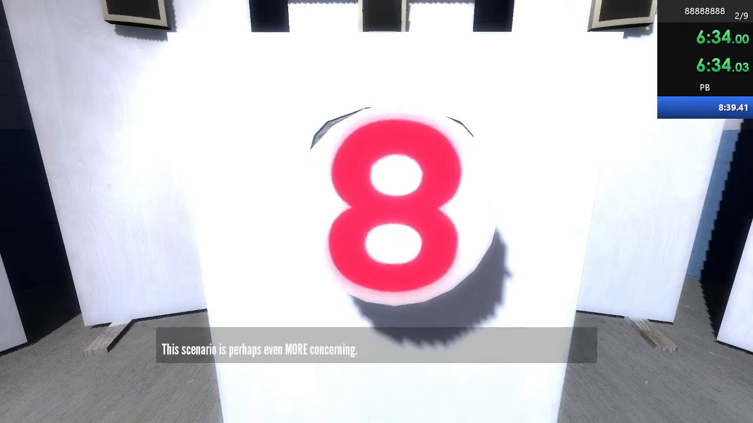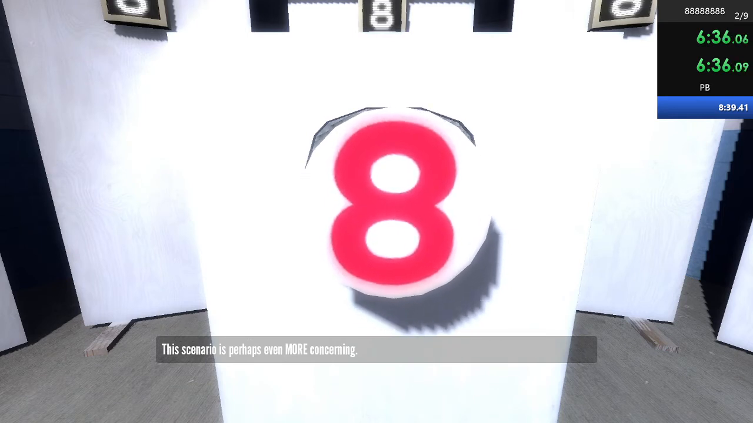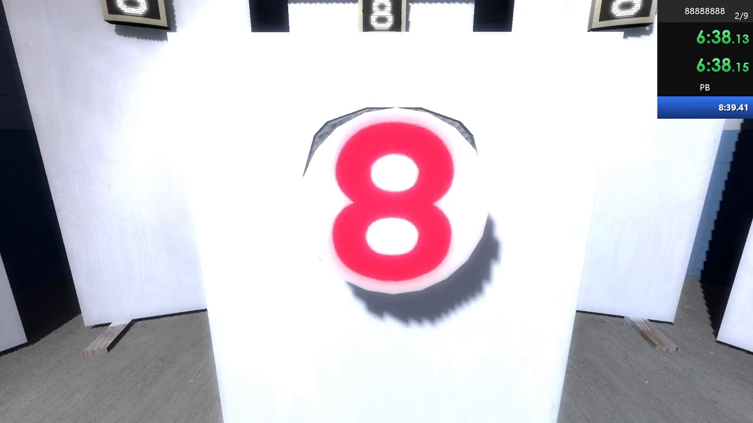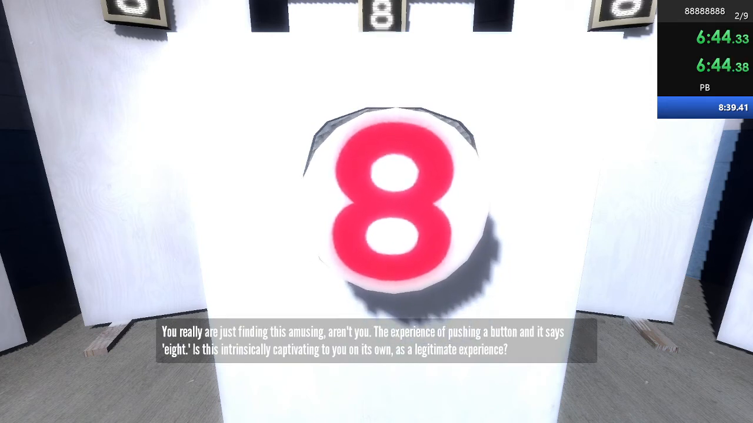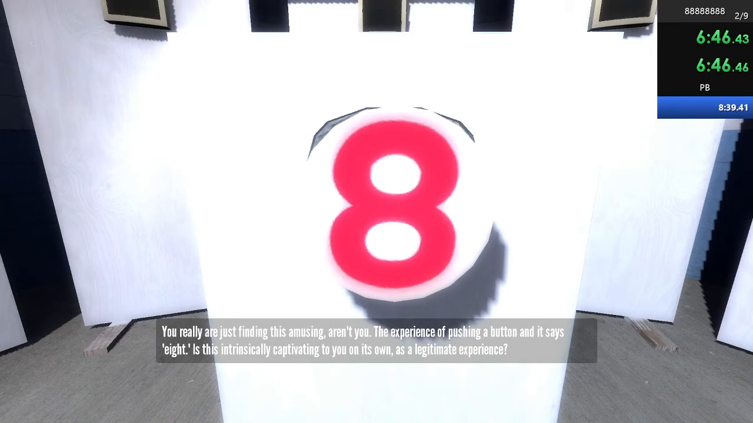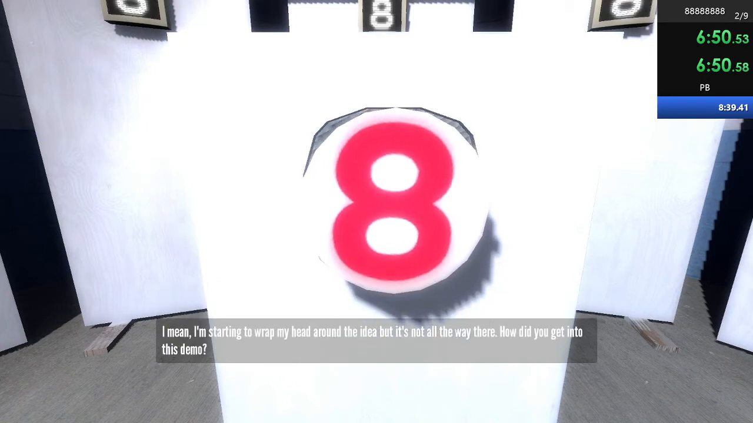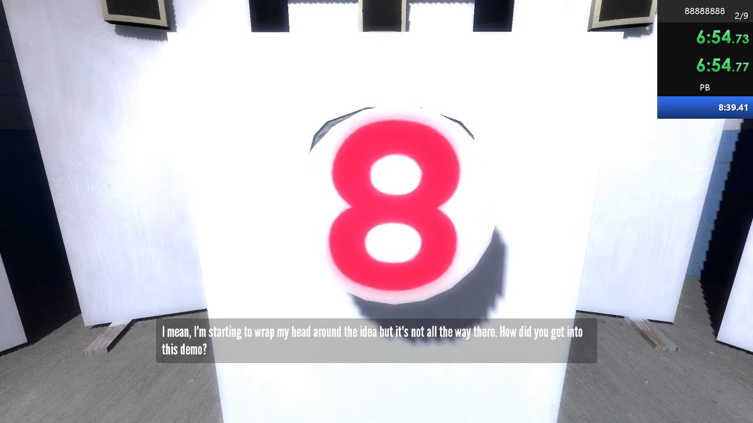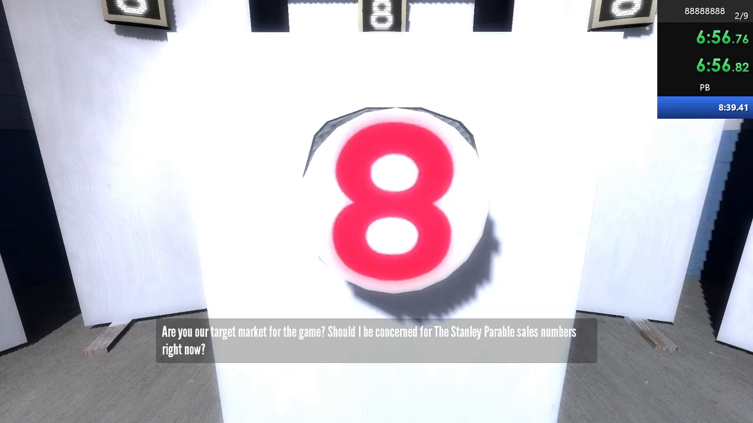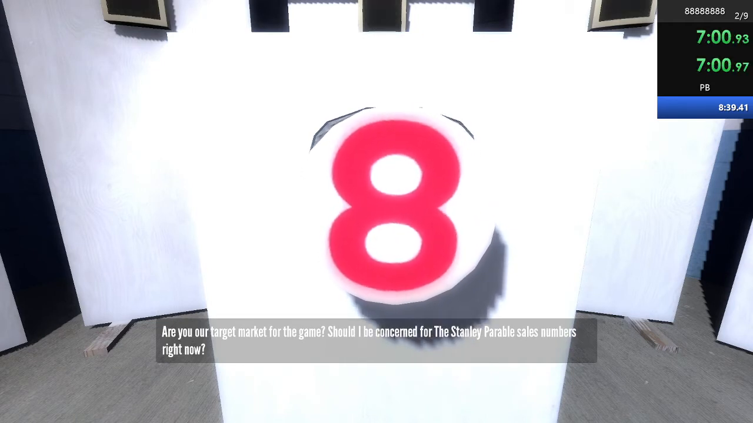The scenario is perhaps even more concerning. You really are finding this amusing, aren't you? The experience of pushing a button and it says 8. Is this intrinsically captivating to you on its own as a legitimate experience? I mean, I'm starting to wrap my head around the idea, but it's not all the way there. How do you get into this demo? Are you our target market for the game? Should I be concerned for the Stanley Parable sales numbers right now?